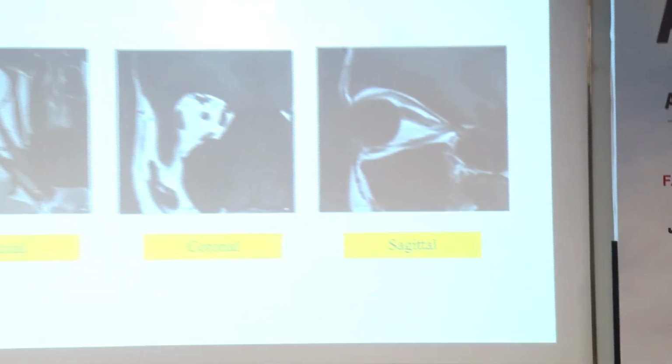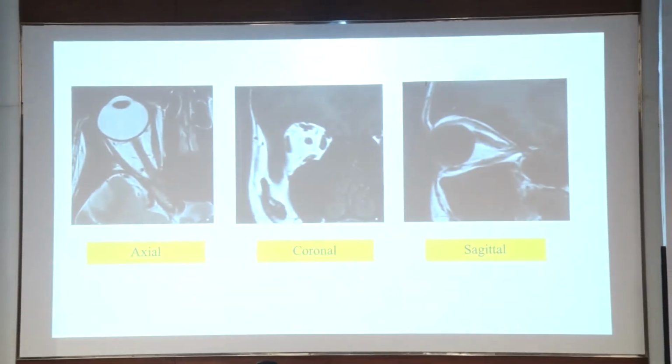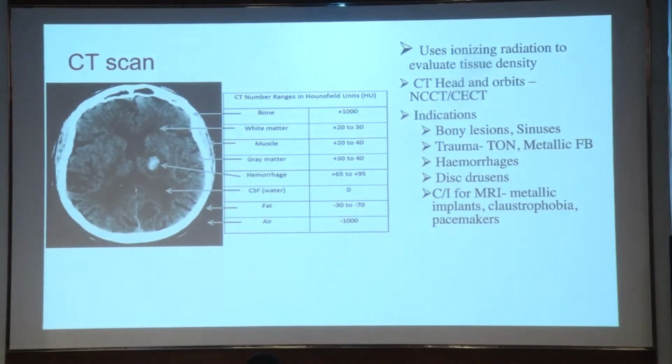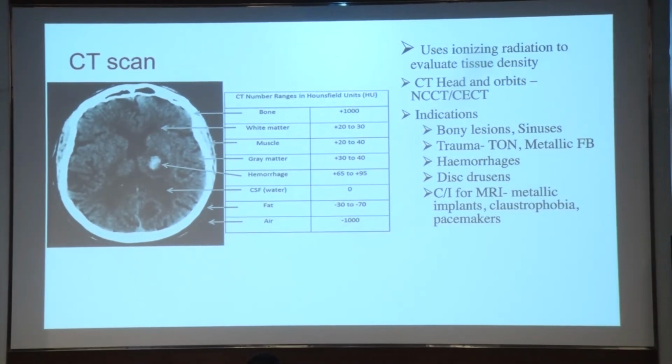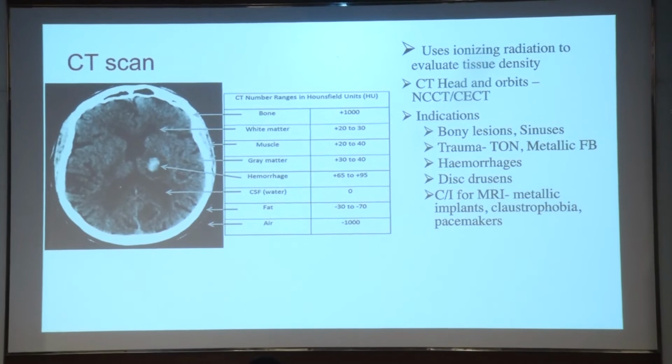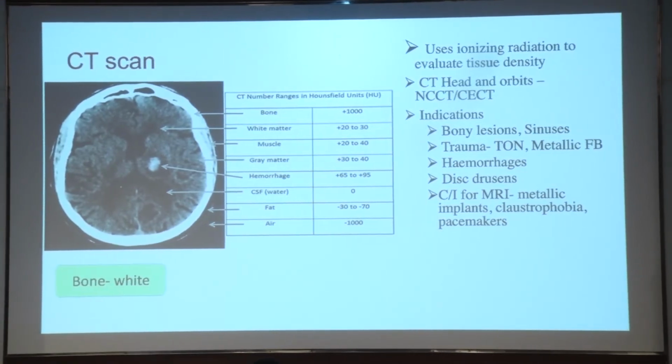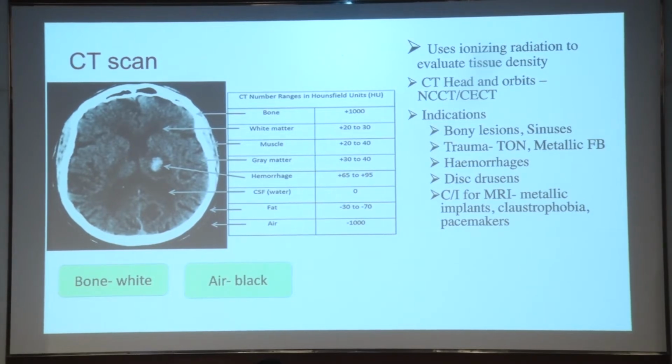Just before we go on to the topic, remember that these imaging scans are provided in 3 sections. One is the axial, when you are looking from above; coronal, when you're looking from the front; and sagittal, where you're looking from the side. Now, CT scan uses ionizing radiation to evaluate tissue density. To simplify things, remember that bone has the highest radiodensity and appears white on CT. Air has the lowest, so it appears black, and the rest of the soft tissue has shades of gray in between.